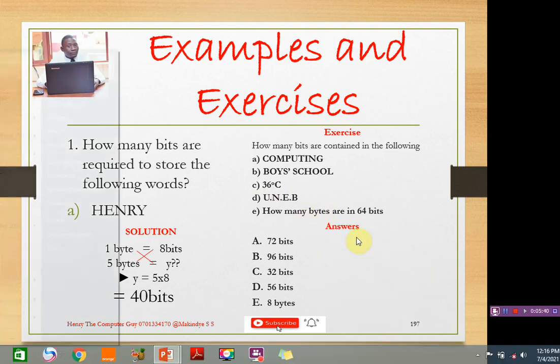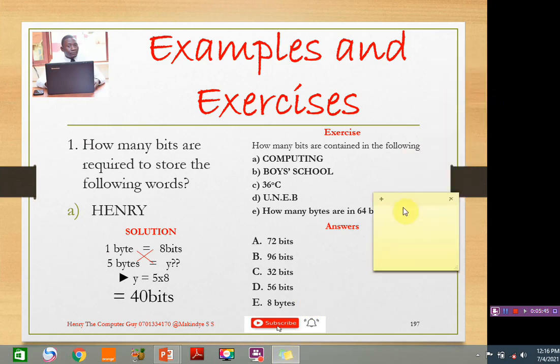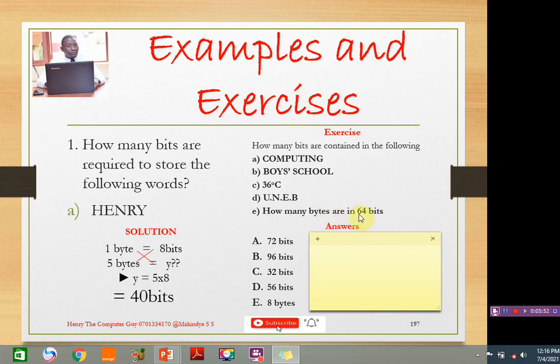So let's get another sticky note again. Say, for example, we have it here. We want to calculate our part E. They're now asking for how many bytes are in 64 bits. They have given us the bits they want us to count to get the bytes. So we know that one byte consists of 8 bits.